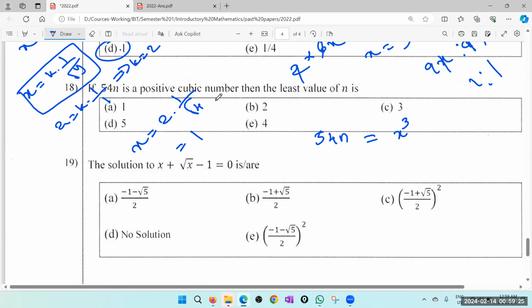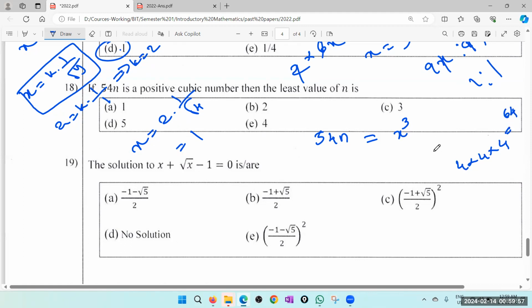So how to find it? Because the answers are given, we can do a small trick as well. That is, you can find when n equals 1, is 54 a cube of something? For example, 5 into 5 is 25. No, it can't be 5. 4 into 4 into 4: 4 into 4 is 16, 16 into 4 is 64. So this is 54, therefore it can't be 4 because this is 64.